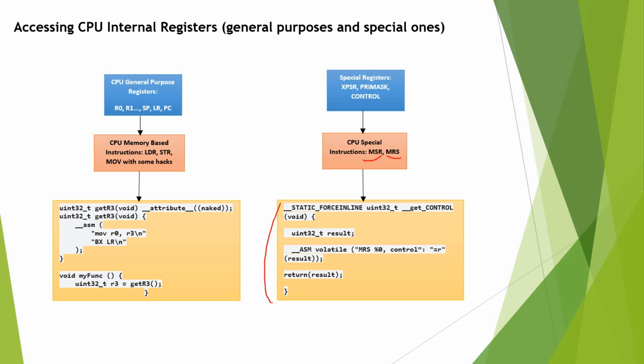Here we have an example of a C-based function to read out the value of the control register. This function is defined as static inline, and this is to prevent the compiler at assembly level from inserting some crazy assembly routine that may interfere with the returned value out of the control register. However, the inline attribute will not prevent the compiler from inserting what is called the prologue and epilogue routines in the beginning and the end of the function.